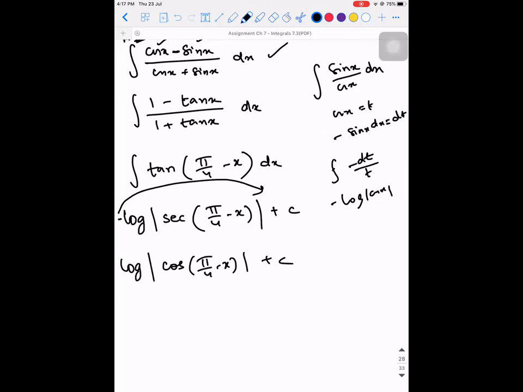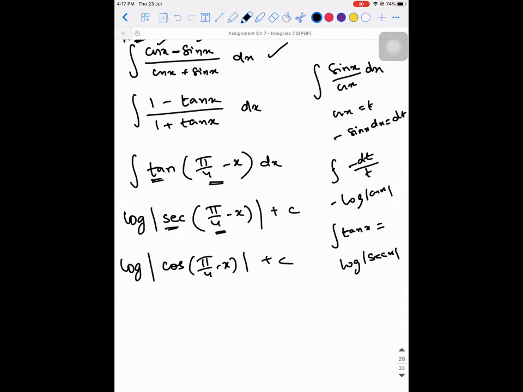Listen, see how it became minus. The integral of tan x is log of secant x. So the integral of tan is log of secant, and it is the log of secant of the same angle, whatever is there every time. This is a very important point for you guys to learn.